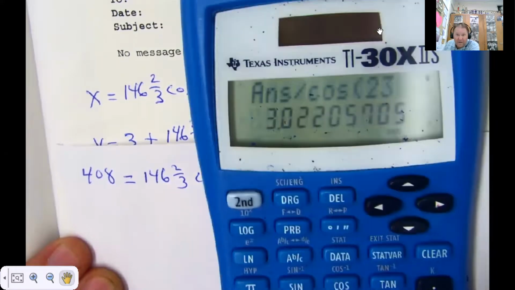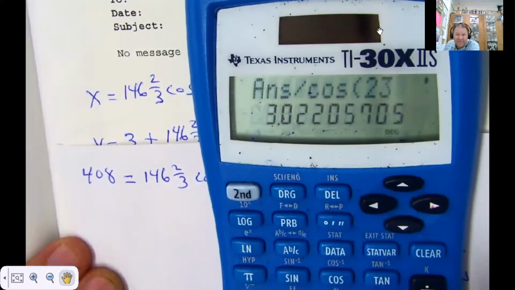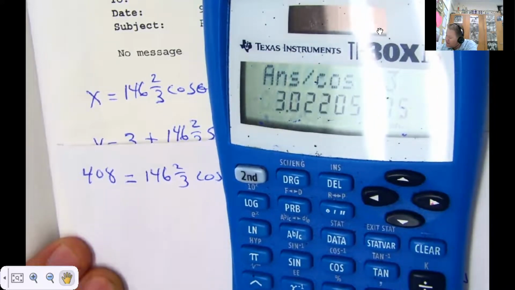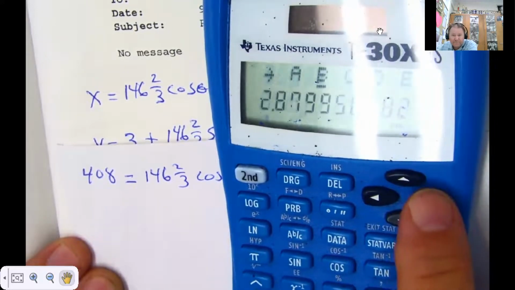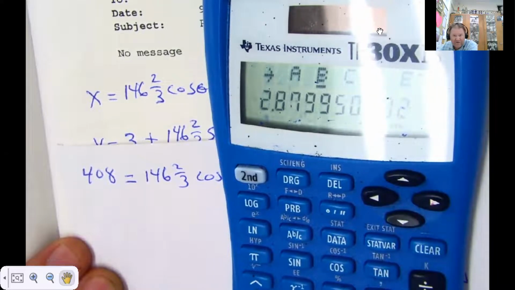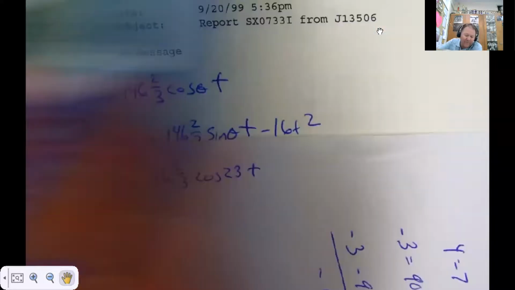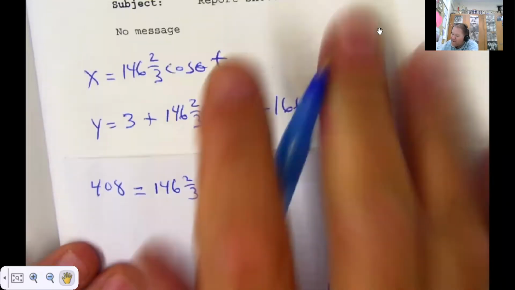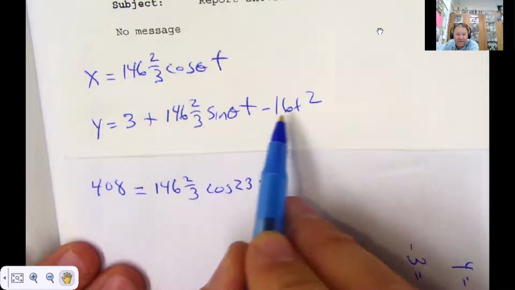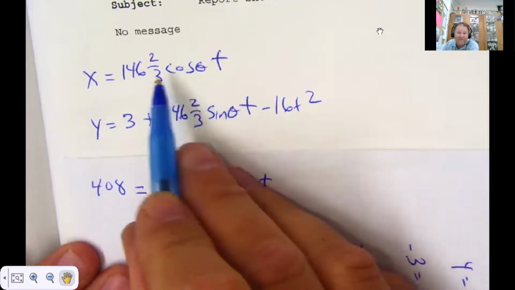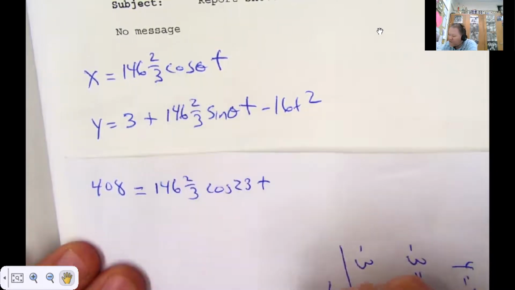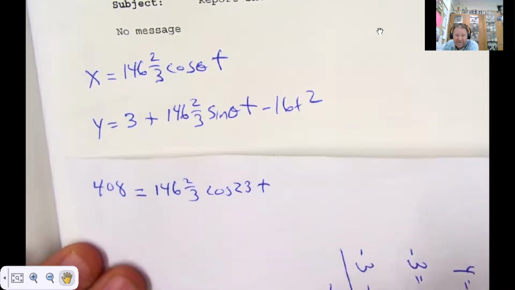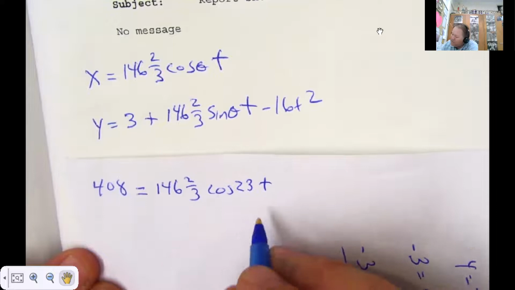There it is. So it's about 3 seconds this time. It's going to reach that 408 feet after about 3 seconds. We store that value in that other location I had before. And we're going to see, if I plug that time into here and here, at the same time that it's at 408 feet, is the height at 7 feet at that point? So let's go ahead and plug that back in.